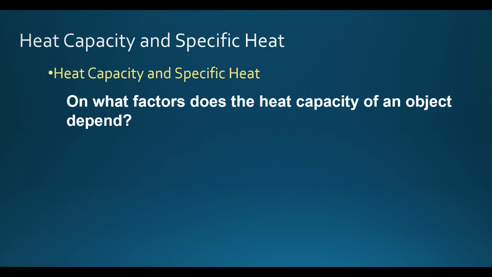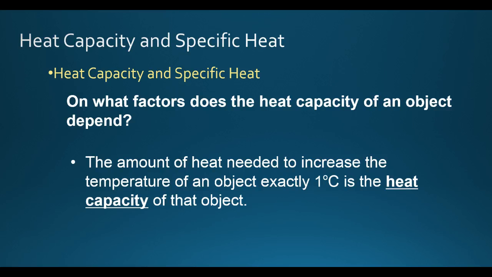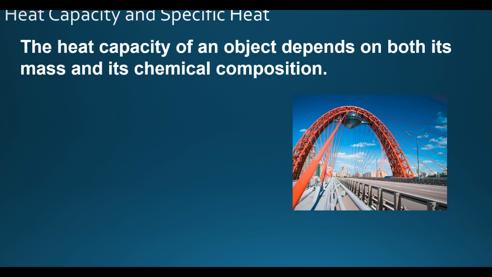Now, what factors does the heat capacity of an object depend upon? Well, first of all, let's define heat capacity. That is the amount of heat needed to increase the temperature of an object exactly 1 degree Celsius. And we talked about heat capacity before when we calculated the heat or the temperature of the Bunsen burner flame. So the heat capacity was that lowercase c that we used in that equation. Q is equal to mc delta T was the equation that we used.